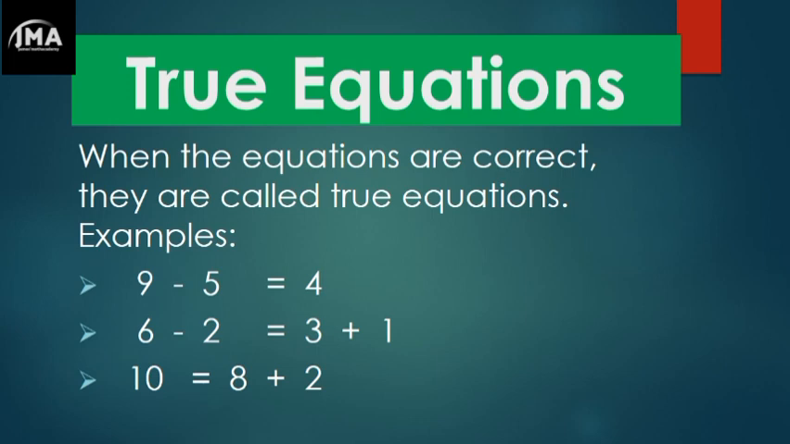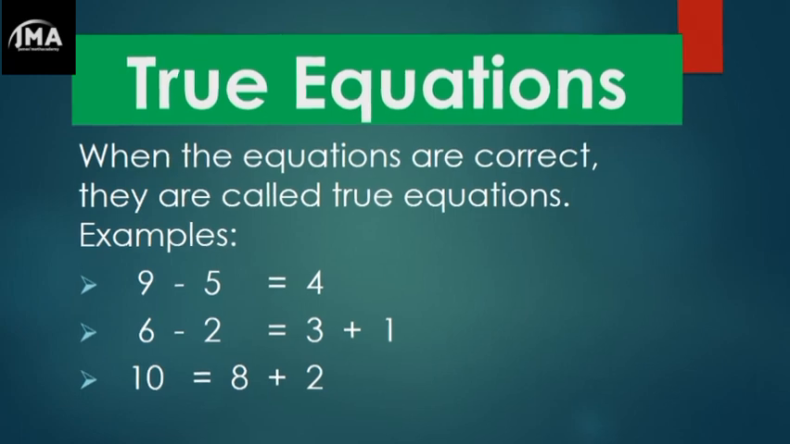6 minus 2 is equal to 3 plus 1. Why? Because the left hand side, which is 4, is also equal to the right hand side, which is 4. Lastly, on our list we have 10 is equal to 8 plus 2. They are basically the same thing, because 8 plus 2 is equal to 10. So this is the fundamental concept of an equation. The left hand side must be equal to the right hand side, and that is what we call a true equation.